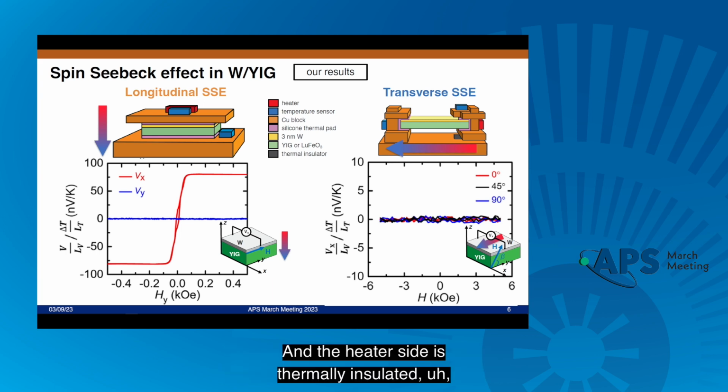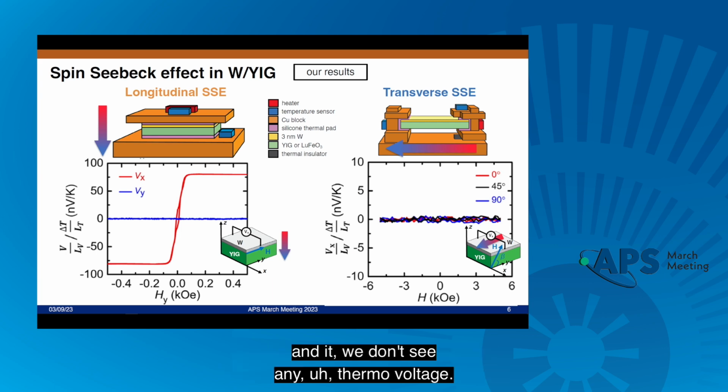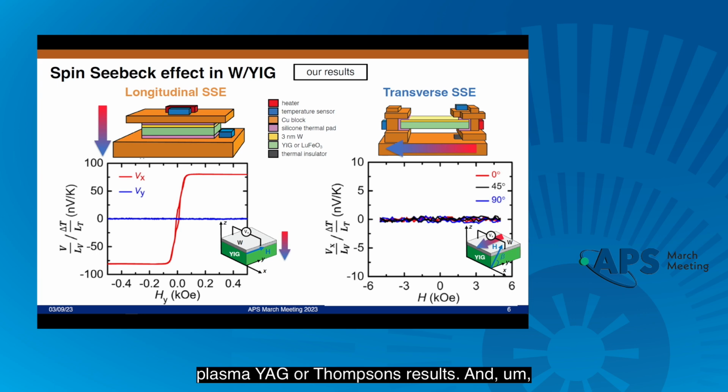And the heater side is thermally insulated between the heater side and substrate. And here you see we have an in-plane applied temperature gradient, and we have an out-of-plane magnetic field gradually switching to in-plane directions, and we don't see any thermal voltage, and this is consistent with previous YIG and platinum YIG or tungsten results.